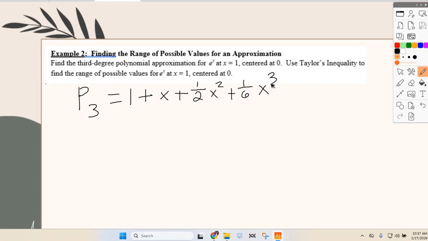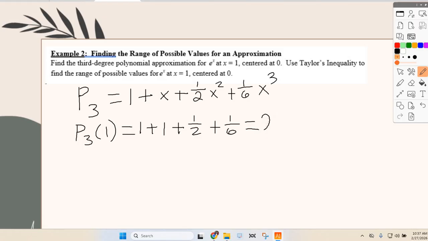Now, it tells us to actually find the approximation for 1. So I'm looking for p sub 3 of 1. So what am I doing with that? Plugging in 1. So I get 1 plus 1 plus 1 half plus 1 sixth. So 1 plus 1 gives us 2, plus 1 half plus 1 sixth would be what? 4/6, or 2/3. Either one is fine.